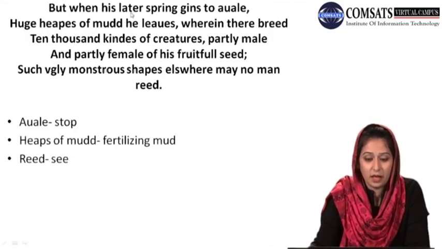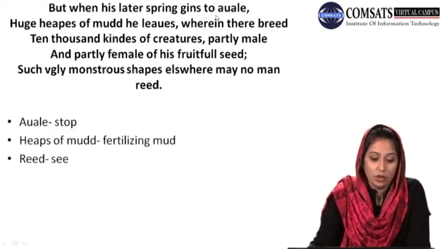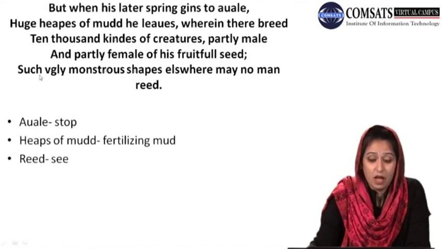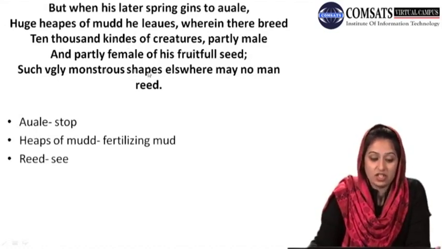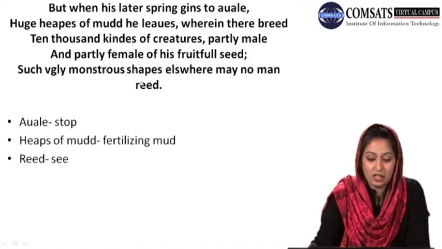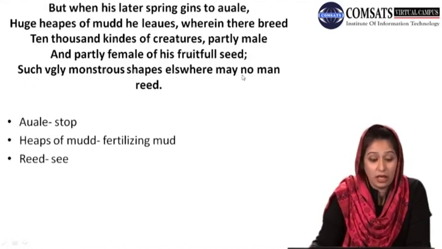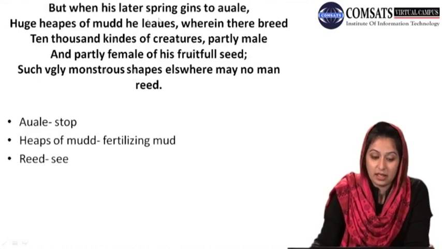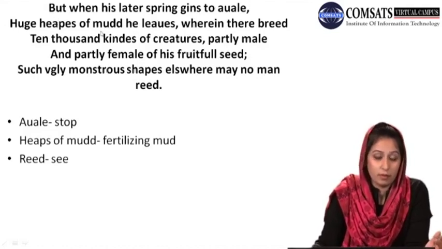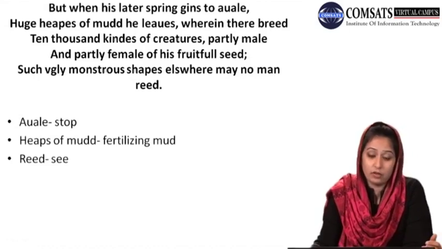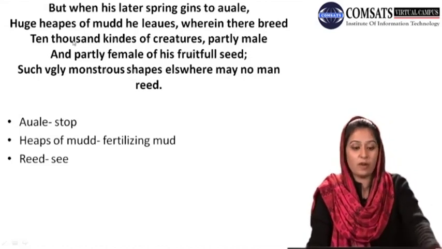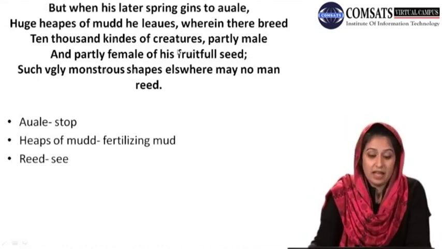But when his later spring begins to subside, huge heaps of mud he leaves, wherein there breed ten thousand kinds of creatures, partly male and partly female, of his fruitful seed, such ugly, monstrous shapes elsewhere may no man read. Read is to see. So what happened later on? It leaves soil which is fertile. It is spread everywhere. Now back from this line onwards, ten thousand kinds of creatures, partly male and partly female, of his fruitful seed.